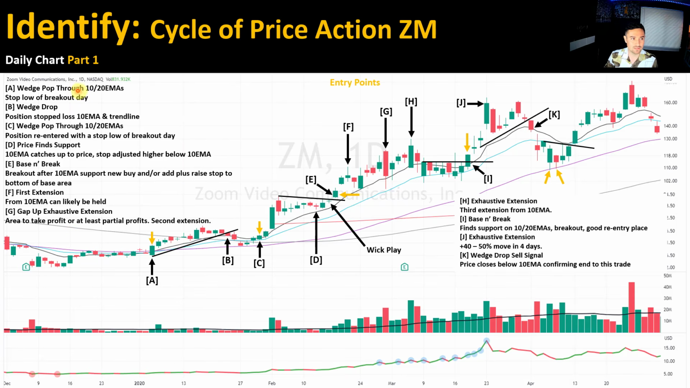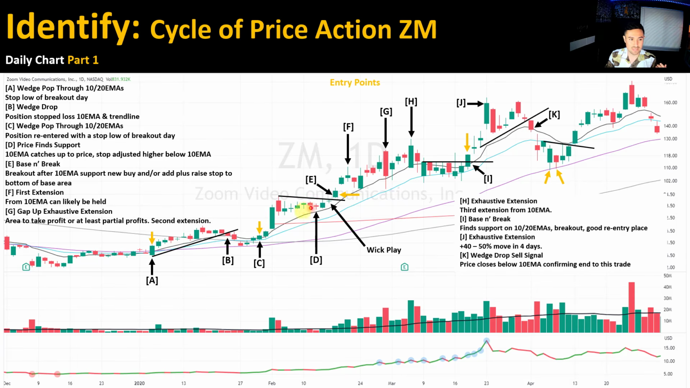So A, this is the wedge pop through the 10 and 21 EMA. So see how Zoom is actually basing here. You get this tightness in terms of price volatility, and then you get this pop through the 10, 21 EMA. What is that? It's a wedge pop, and then the stop is lower the breakout day. So Oliver will trade these wedge pops, and don't worry, we've got lots and lots of examples. I've got some quizzes in a couple of slides' time as well. So this is the wedge pop that actually loses this trend line here at B, which is then a wedge drop. At C, it's another wedge pop back through the 10 and 21 EMAs.